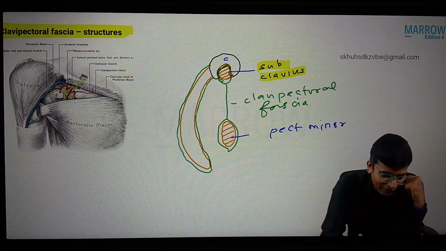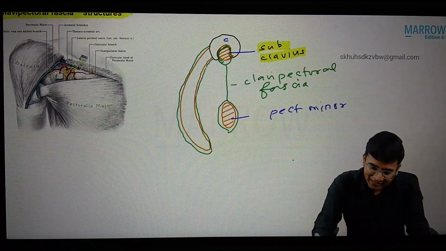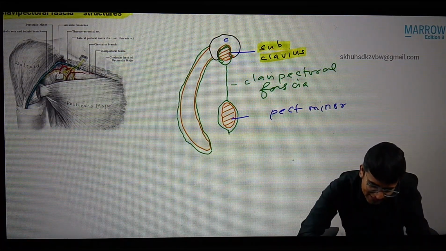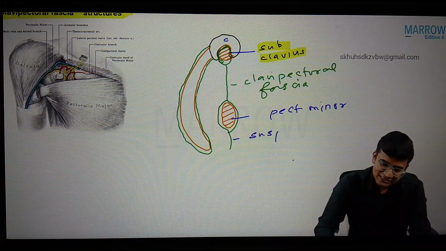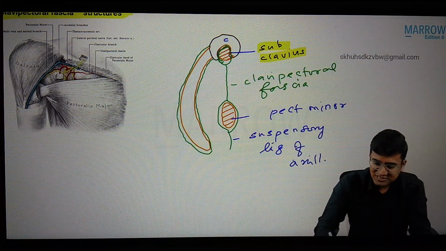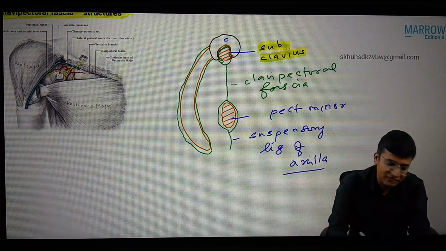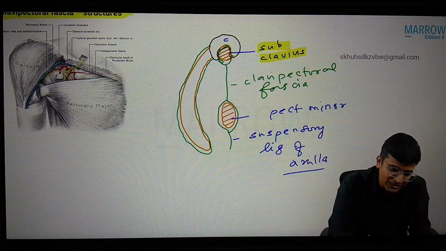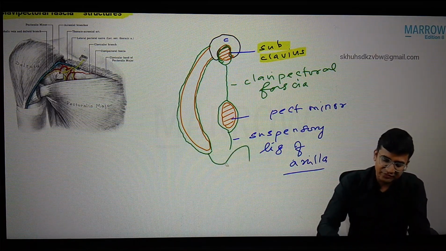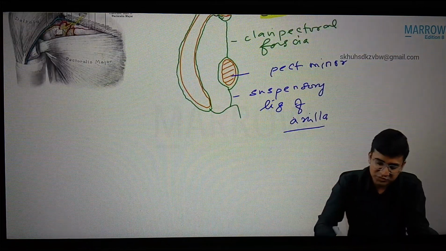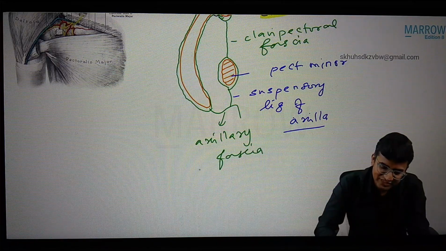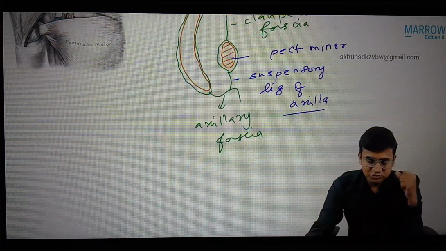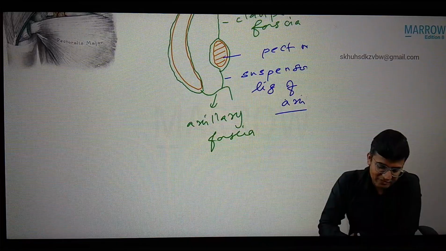Fine. Now, after enclosing the pectoralis minor, the clavipectoral fascia in turn continues as the suspensory ligament of the axilla. So, the suspensory ligament of the axilla is derived from the clavipectoral fascia. The suspensory ligament in turn blends with the axillary fascia. Axillary fascia is the deep fascia of the axilla. Okay, right. So, two muscles are enclosed by the clavipectoral fascia.